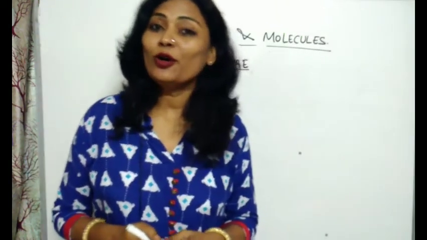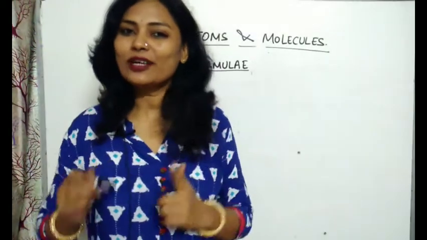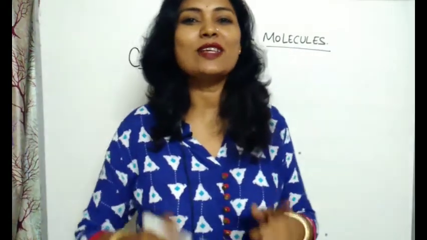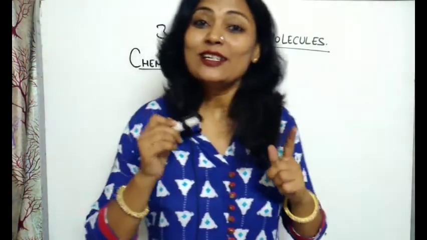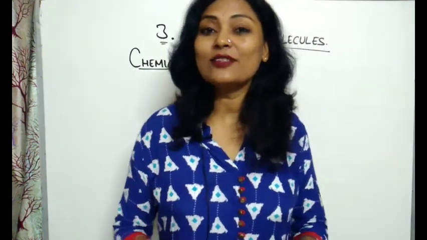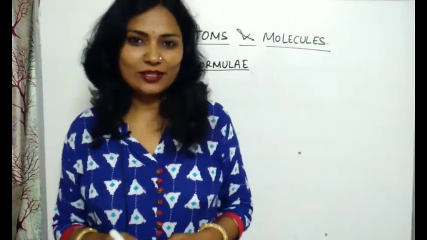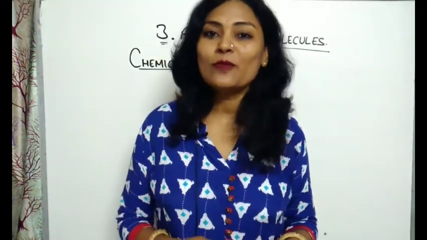So I hope that you have learned the valencies and symbols of the elements, because many times I give you the instructions that please learn the symbols and valency of the elements. So today we will start the chemical formula that belongs to chapter 3, that is atoms and molecules. Okay, so let us start the chemical formula.